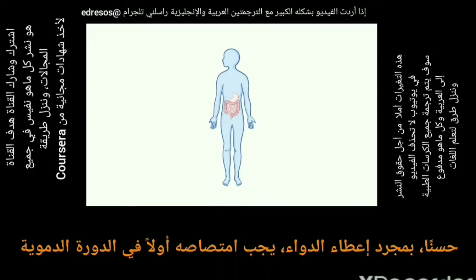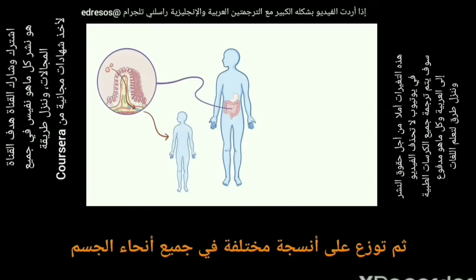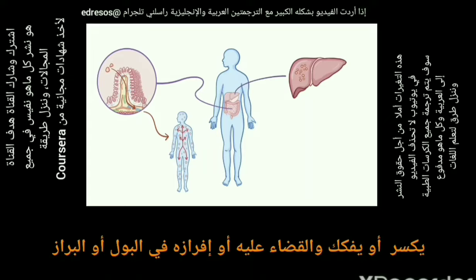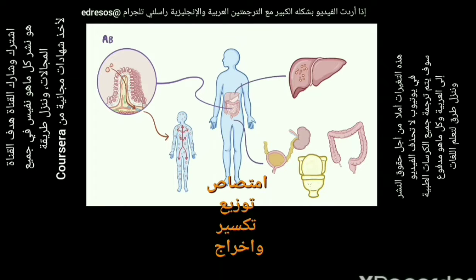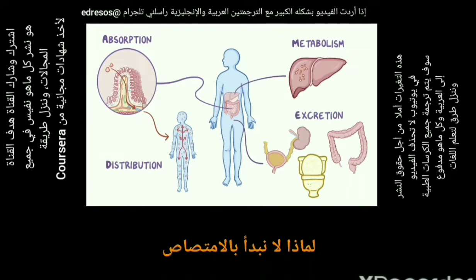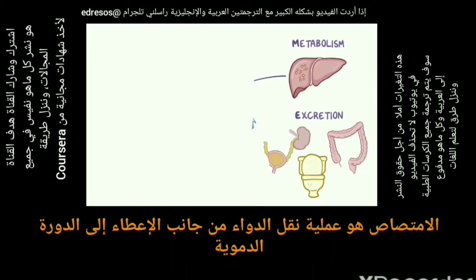Alright, so once the medication is administered, it first has to be absorbed into the circulation, then distributed to various tissues throughout the body, metabolized or broken down, and finally eliminated or excreted in the urine or feces. You can remember this as ADME: absorption, distribution, metabolism, and excretion. Why don't we start with absorption?